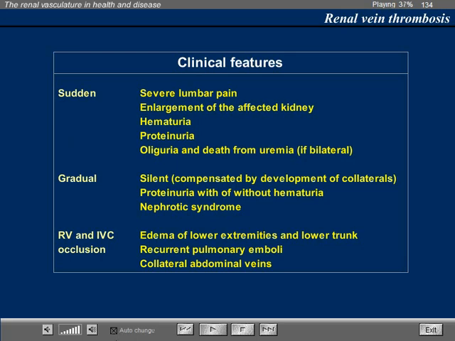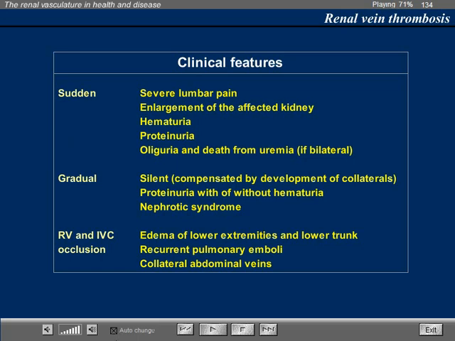Most of the time, renal vein thrombosis, particularly in adults, is a gradual process. And as such, clinically, it will be silent. And this is because of the compensated phenomena as a result of the development of collateral circulation. However, proteinuria with or without hematuria may be observed, and the nephrotic syndrome may be a manifestation of gradual renal vein thrombosis.